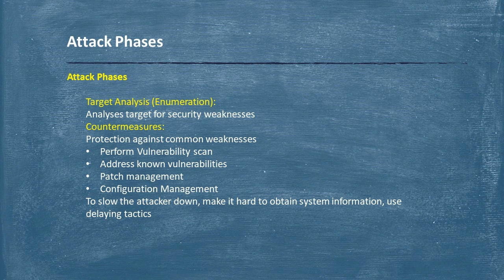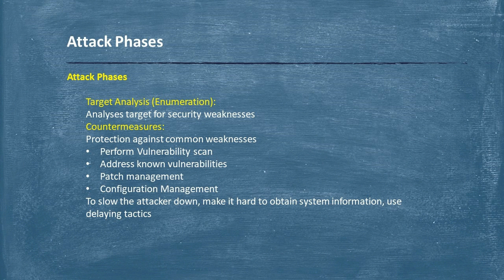Address all the vulnerabilities. Then regular patch management. If patch management is not done, then vulnerabilities are not plugged. So regular patch management and configuration management. By practicing good configuration management, one can avoid misconfigurations. Misconfiguration is one of the important vulnerabilities. So these are all the countermeasures one can take in order to slow down the attacker, or even stop the attacker.